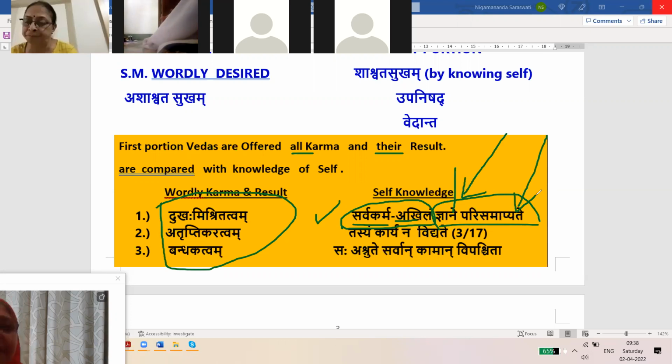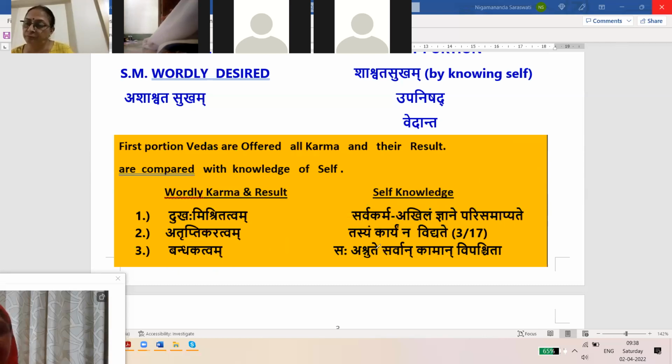But there is no inside pressure. Nowadays, people have pressure: if I want to, it will happen like this. But after gaining knowledge, nane parisamapyate. Again, it says, tasya karyam na vidyate. That person doesn't need to do anything. Without any activity, that person can be happy, secure, and, what was the third one? Happy, secure, and peaceful. So all this comes by knowing oneself, self-knowledge.